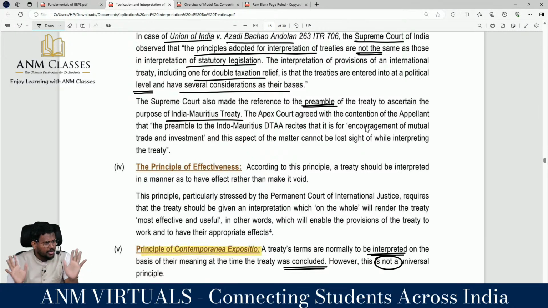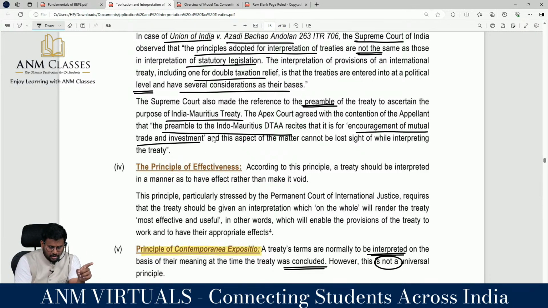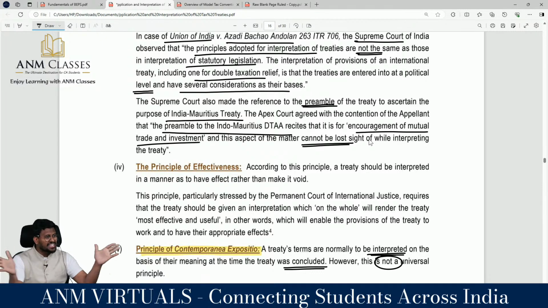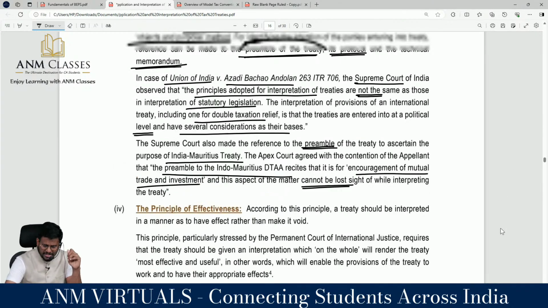To avoid giving an interpretation that crosses it, the apex court agreed with the contention of the appellant that the preamble to the Indo-Mauritius DTA recites that it is for encouragement of mutual trade and investment, and this aspect of the matter cannot be lost sight of while interpreting the treaty. The preamble clearly says encouragement of mutual trade and investment. We will never give an interpretation that defeats that. Our intention is not to make you two fight; our intention is that we should promote and encourage mutual trade and investments. Clarity? Yes, so that is what interpretation is all about.